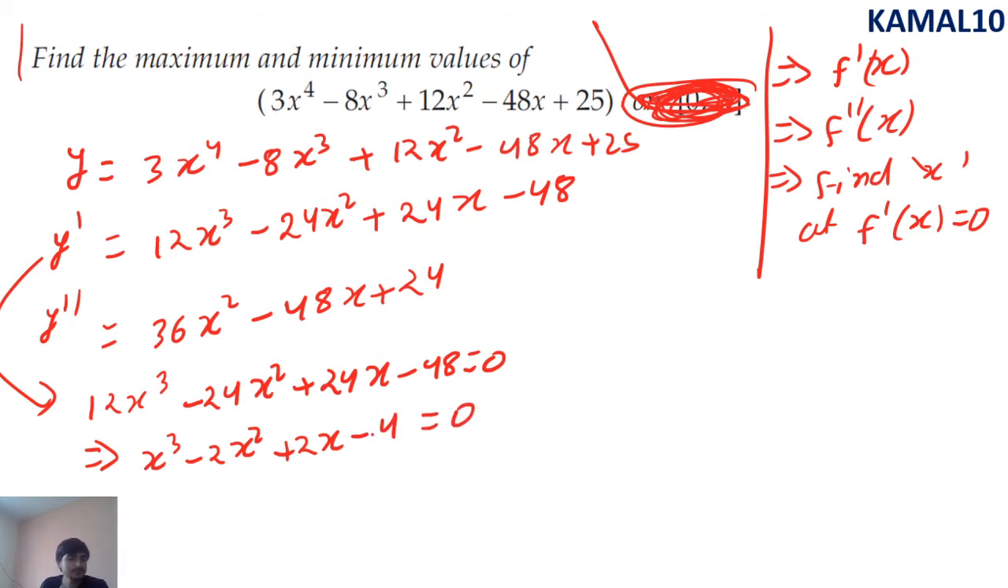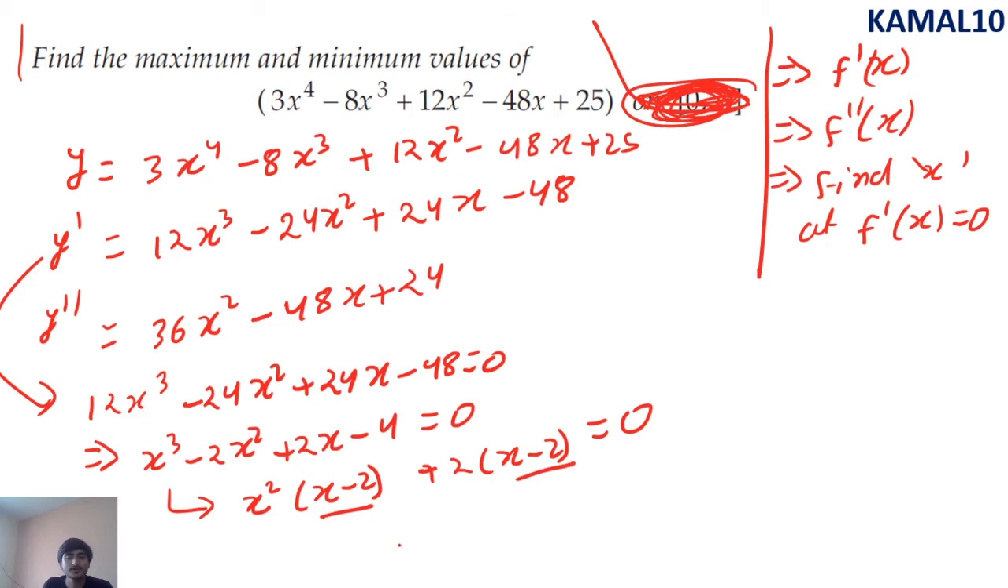Now, the second thing we can do is simplify. x square into x minus 2 I can write, and then plus 2 into x minus 2, equal to 0, right? So let's take x minus 2 common. What will be left? x square plus 2, into x minus 2, is equal to 0.